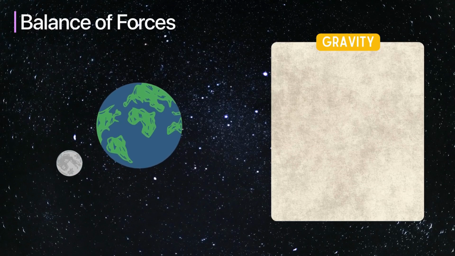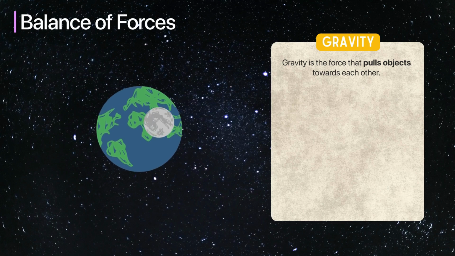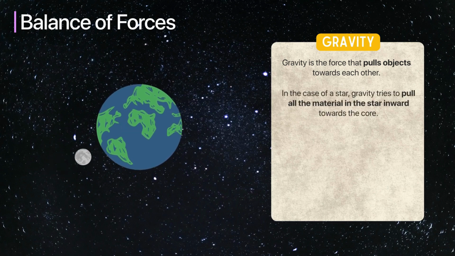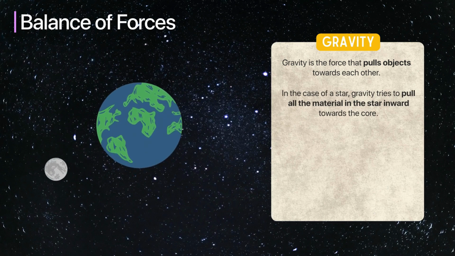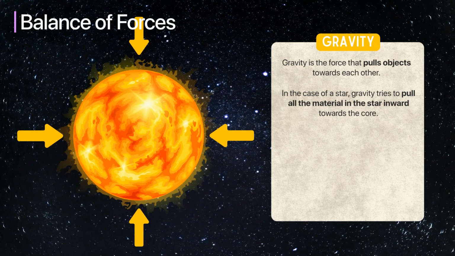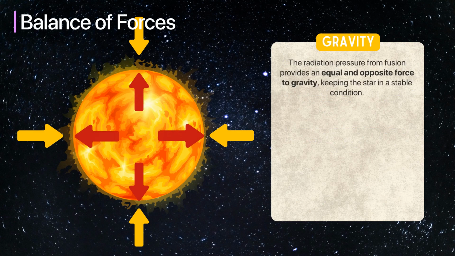Now let's consider the role of gravity. Gravity is the force that pulls objects towards each other. In the case of a star, gravity tries to pull all the material in the star inward toward the core. Gravity exerts an immense inward force due to the massive amount of material in the star. Without any opposing force, gravity would cause the star to collapse in on itself, leading to a much smaller, denser object. However, the radiation pressure from fusion provides an equal and opposite force to gravity.